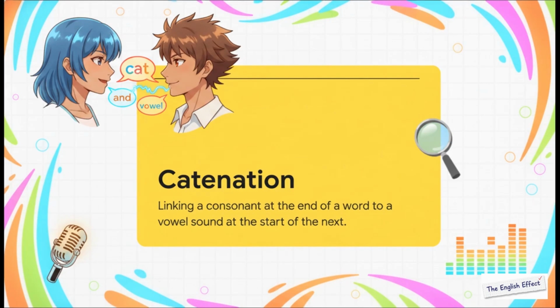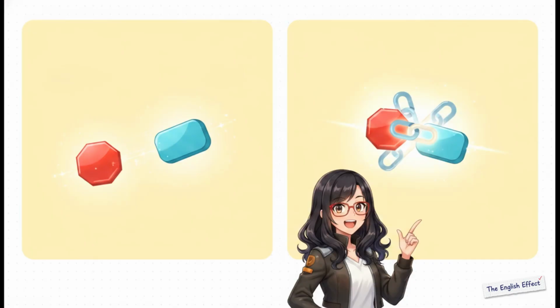Then there's something called catenation. This is when you link a consonant sound at the very end of one word directly to a vowel sound starting the next word. Notice how a native speaker just carries that D from the word good right over onto the I in in. It creates this completely blurred boundary, sounding like goodin. He looked good in it. The words are literally chained together like links in a fence.